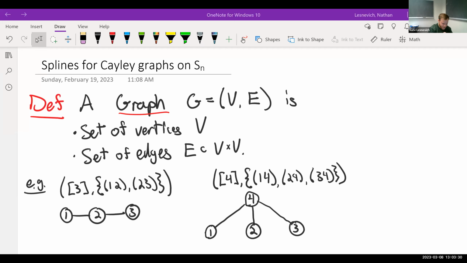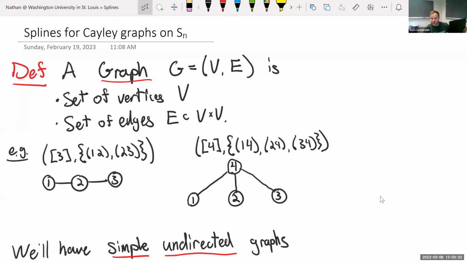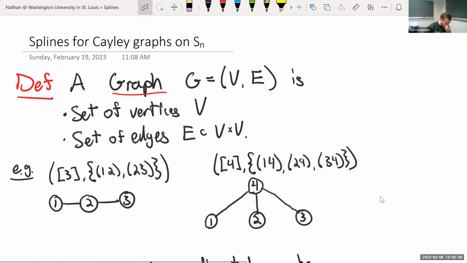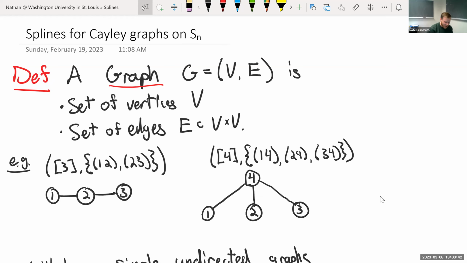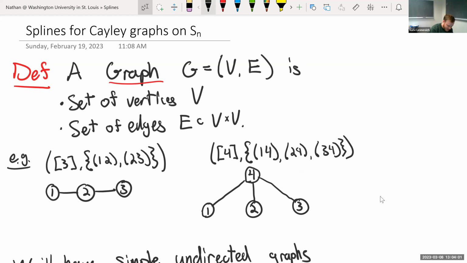All right, let's get this up. Also, thank you very much for having me. I'm excited to talk today about what I've been doing for the past couple of months: splines for Cayley graphs on S_n. I'm going to start out with a bunch of definitions, just to get the ball rolling. A lot of the first ones will be relatively standard, and they will get progressively less standard as I go on.